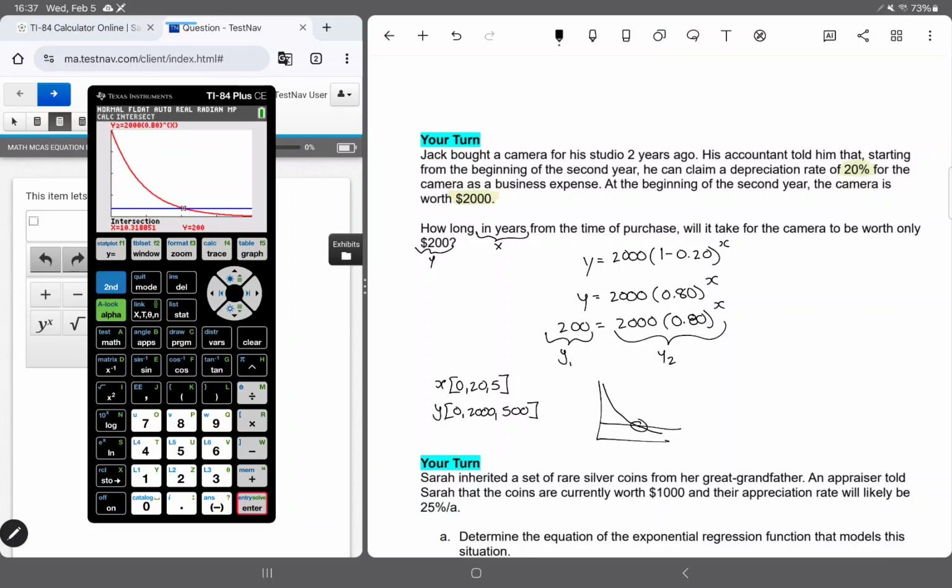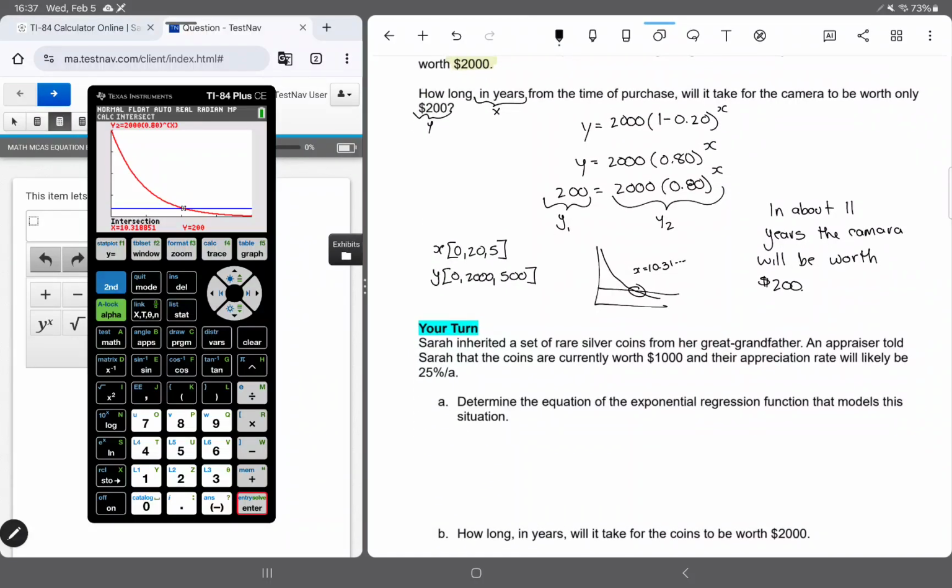Find our intersection. So x equals 10.31. So in 11 years, the camera will be worth $200.